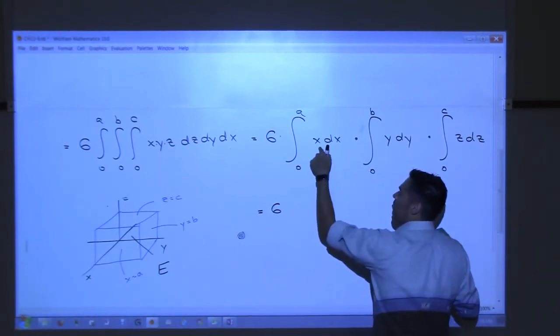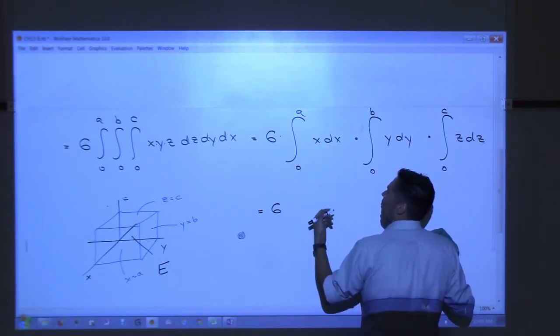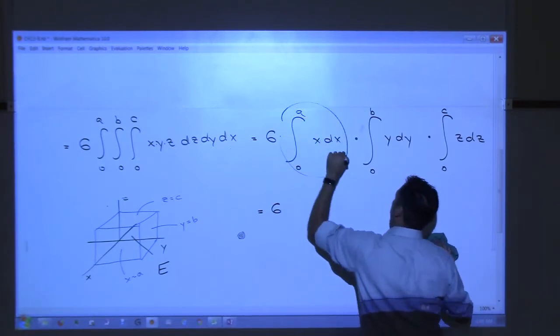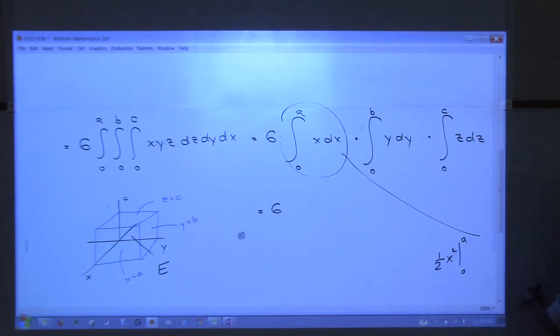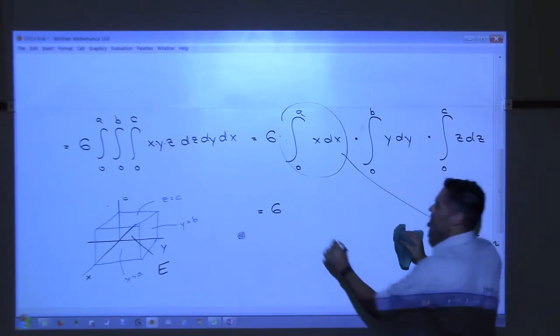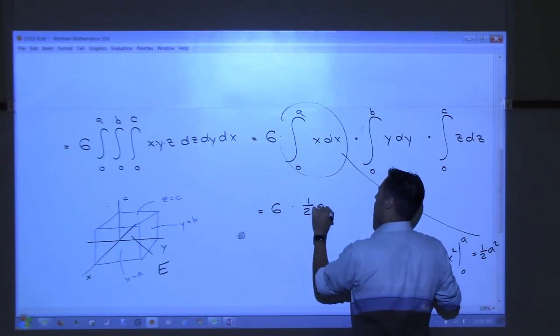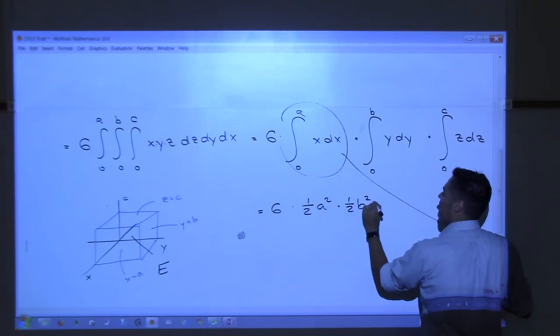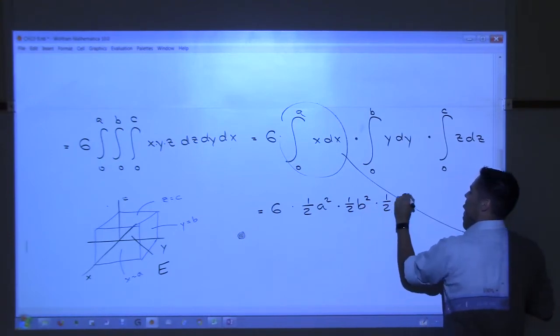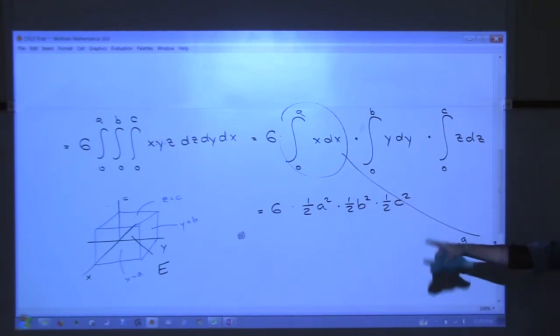Okay, so the antiderivative of this would be what? Let me just do that on the side here. That would be 1/2 x squared evaluated from 0 to a, right? Plug in a, you get 1/2 a squared. Plug in 0, you get 0. So this one should turn into 1/2 a squared. This one should turn into 1/2 b squared, and the last one should turn into 1/2 c squared. And then just put your halves out front.